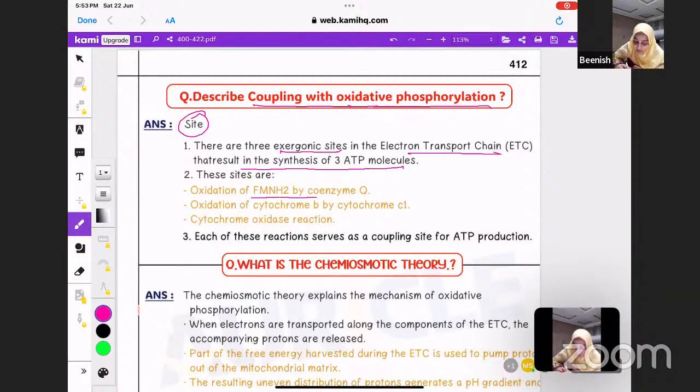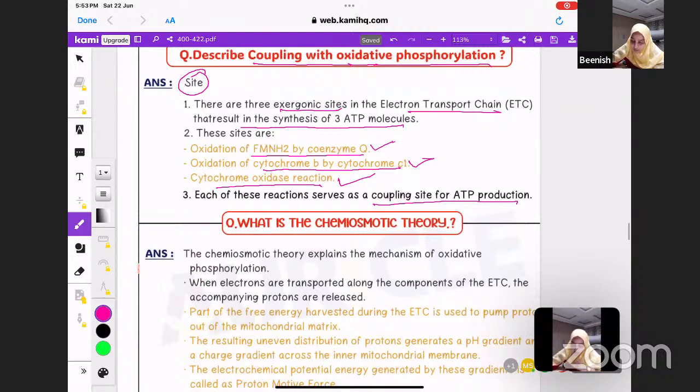So oxidation of FADH2 by coenzyme Q, this is complex 1. Then oxidation of cytochrome B by cytochrome C1, this is complex 2. And cytochrome oxidase reaction, this is complex 3. So these are the sites where your oxidative phosphorylation is taking place. Each of these reactions serves as a coupling site for ATP production.